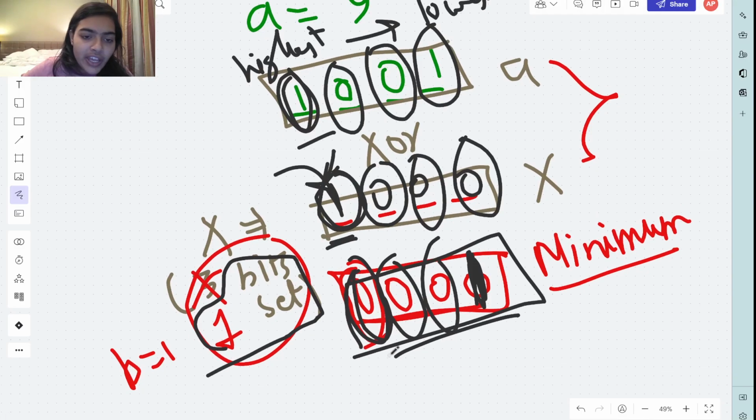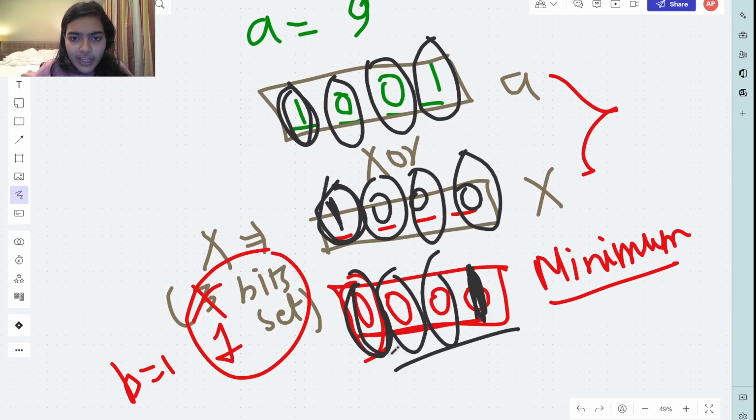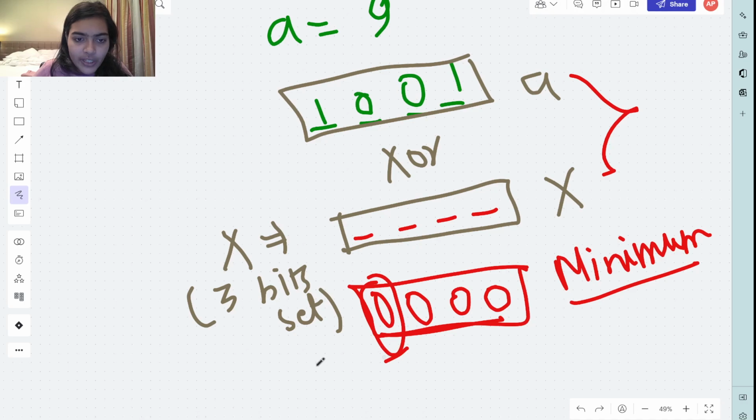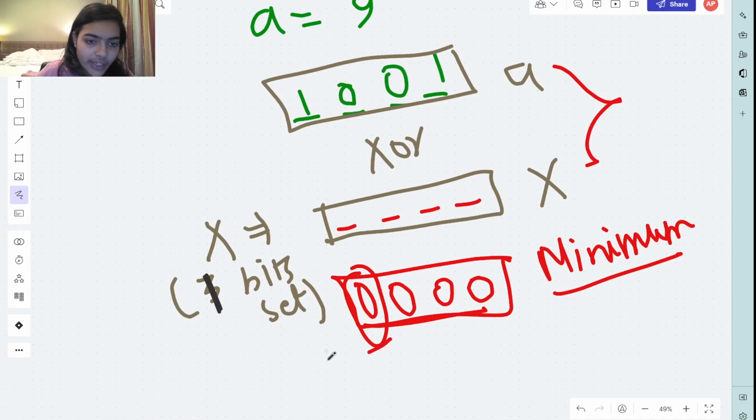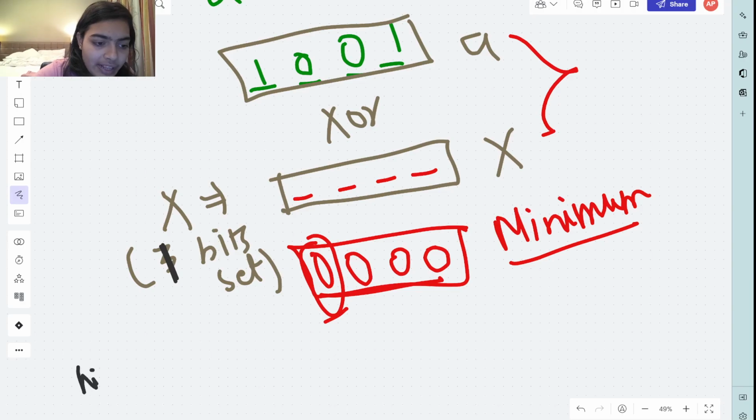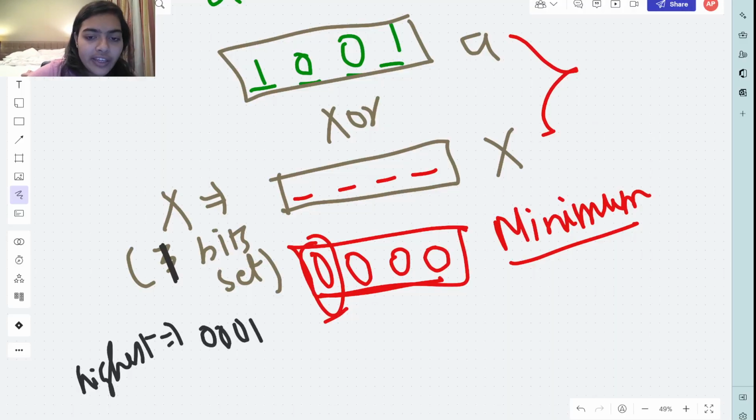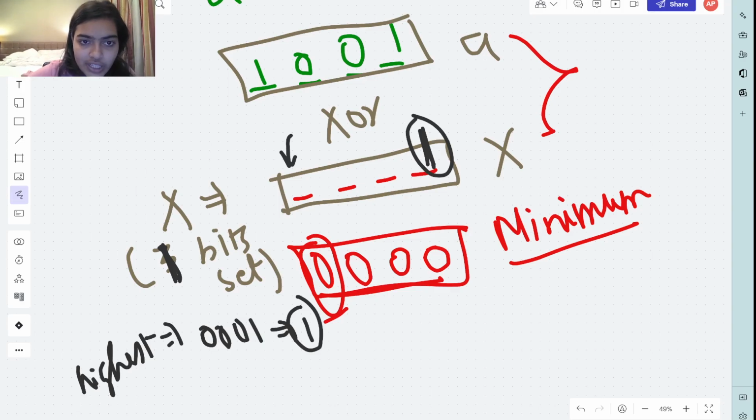Let me erase all this and let me write. We had an option: if we have to set only 1 bit, and we set the bit at the highest possible value, then the output here was this one, which is nothing but 1. If you decide to set that bit here in X instead of this place, you can set only 1 bit in X. Then this will be your X: the last bit alone will be set and the remaining will all be 0.